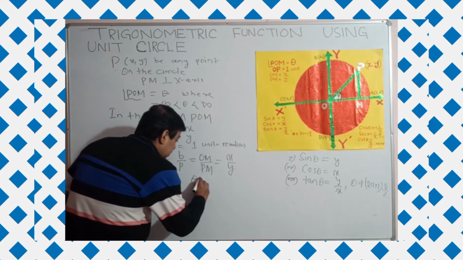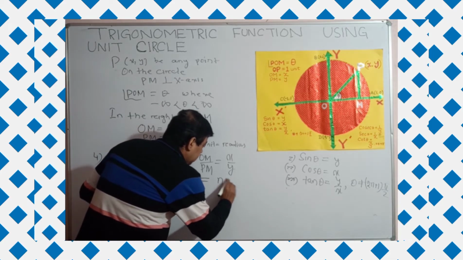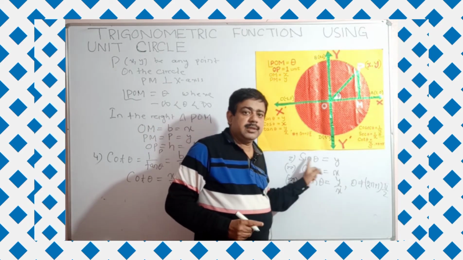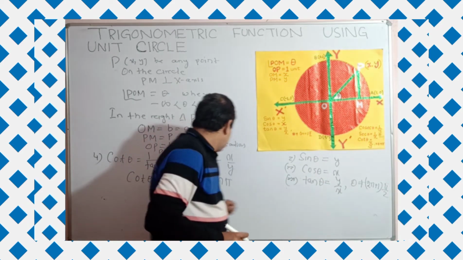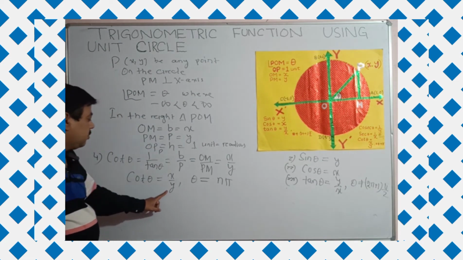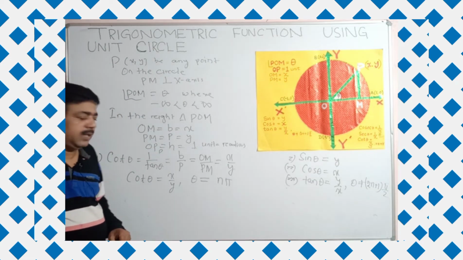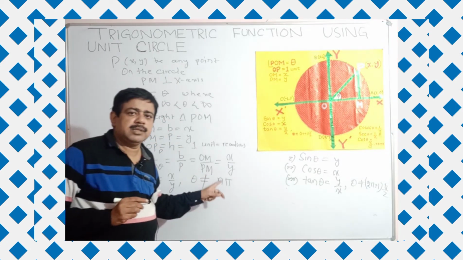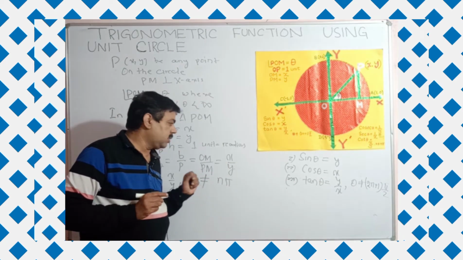Theta is equal to n pi. Then when theta is equal to n pi, sin n pi is always 0. If sin n pi is 0, y will be 0. If y is 0, then what happens? The cot theta is not defined. That's why theta is not equal to n pi. The condition is that theta is never equal to n pi.